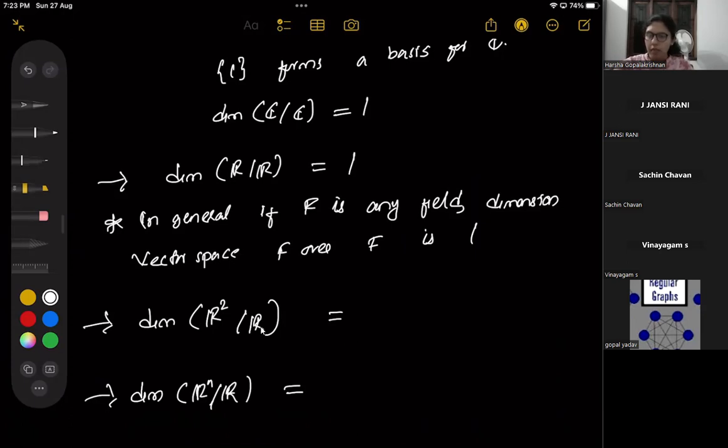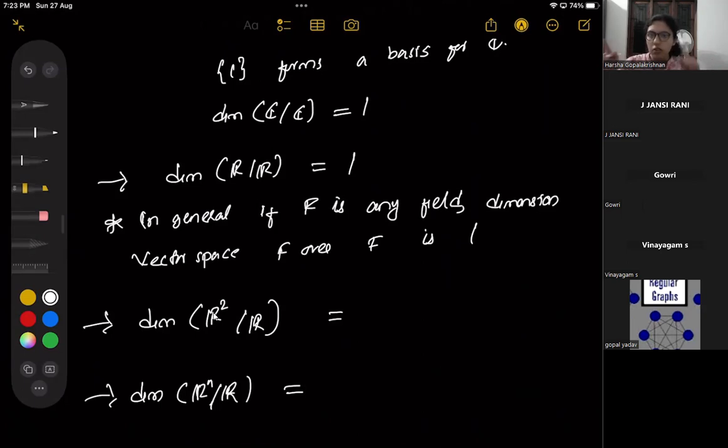Dimension of R2 over R means the number of elements in the basis, the linearly independent elements which can generate the whole R2. So you can see what is the general form of an element in R2. How many variables are involved in that? Two. Because R2 means the set of all (a, b), that we can write as a into (1, 0) plus b into (0, 1).